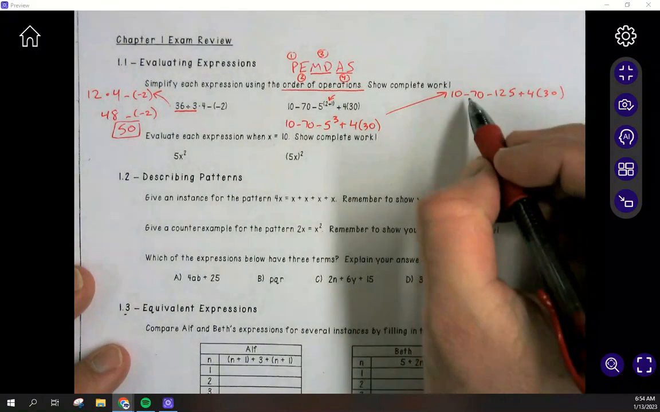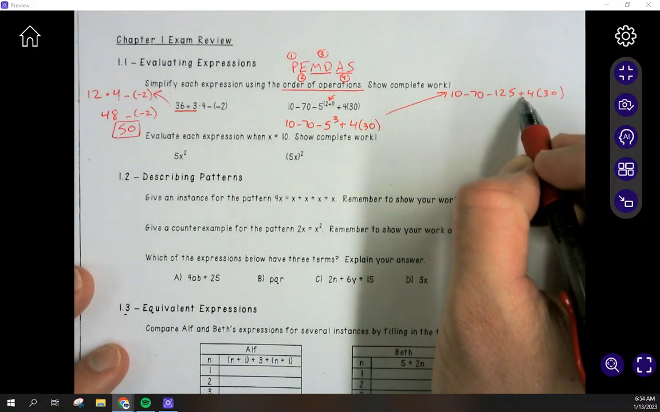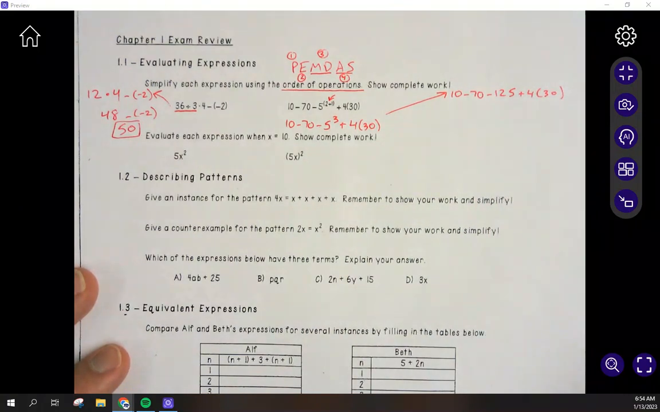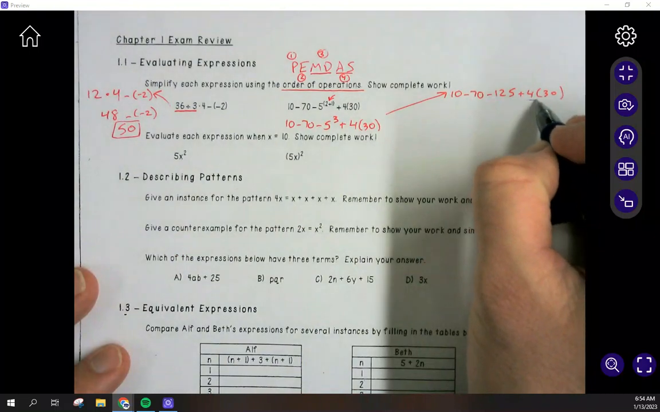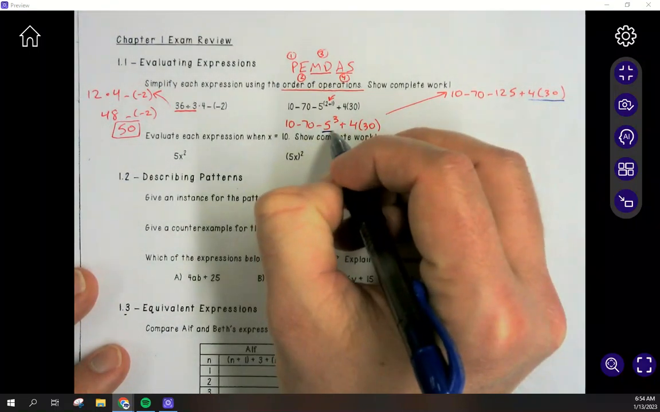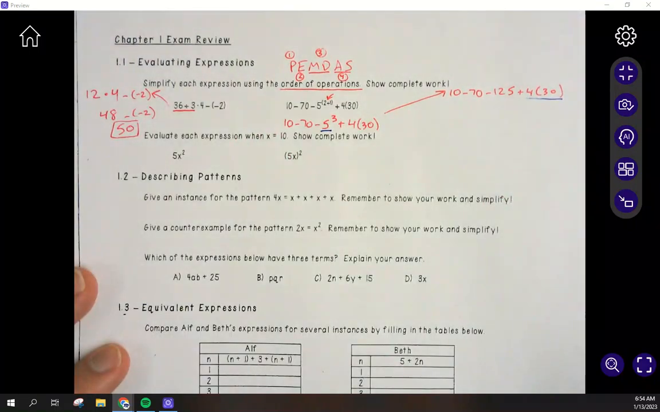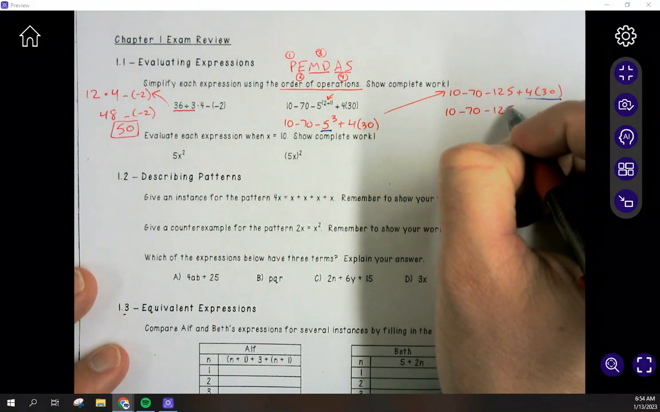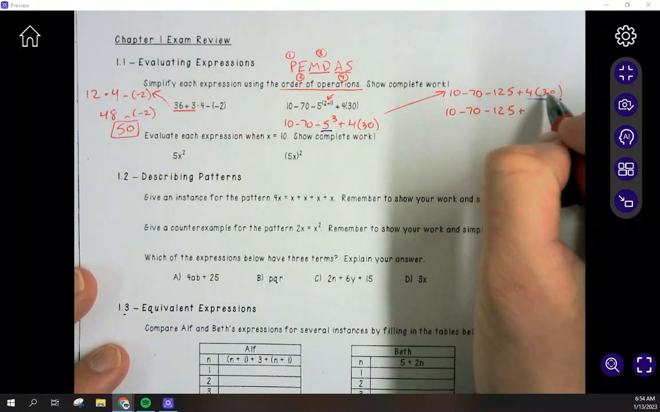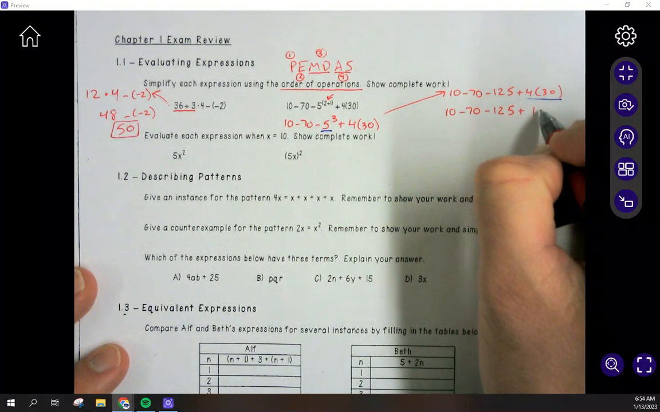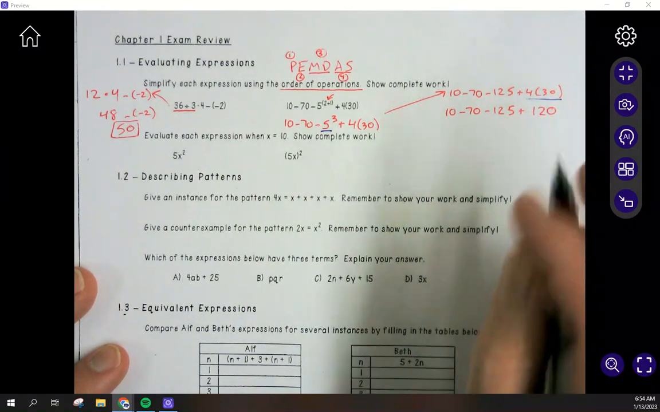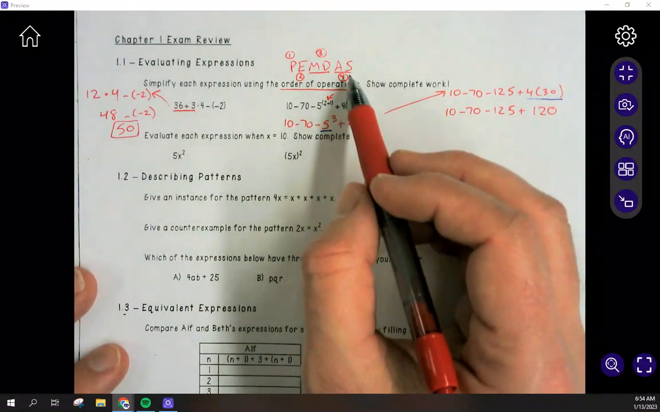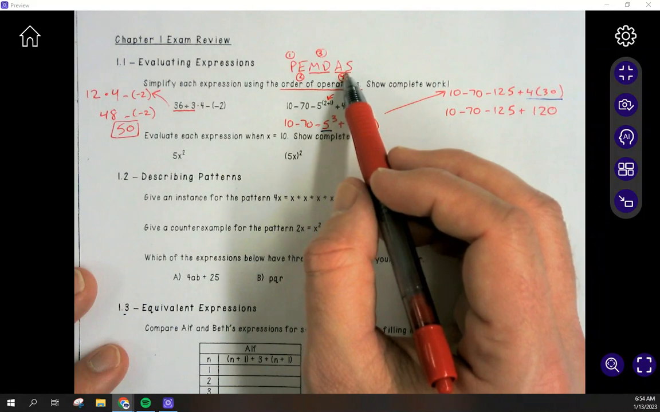All right, when I look across this, all I see is subtraction and addition, except for right here, we've got some multiplication. So that's going to be the next step. I'm going to do that next. Over here, I did this. So everything comes down, except I'm going to do this multiplication. And so that's going to be 120.